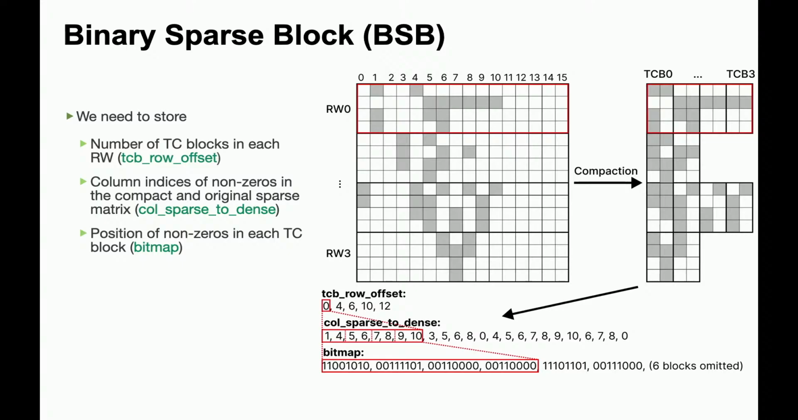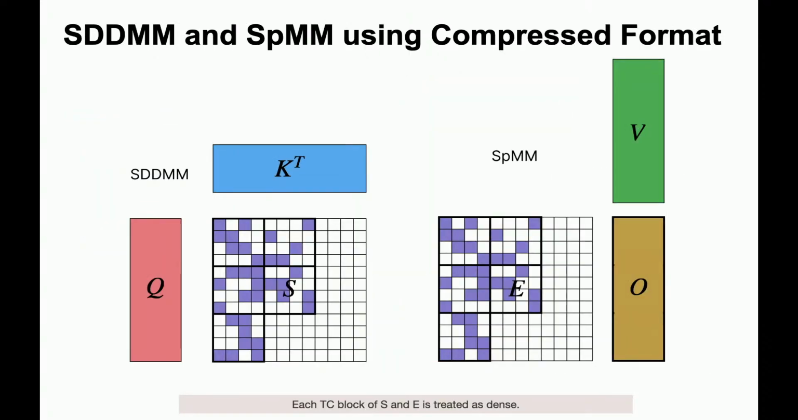And then we need to know where the non-zeros are. For our problem, we don't care about the value of the non-zeros. We only need to know whether a certain location has a non-zero or not. So we can store this efficiently using a binary bitmap. Once we have this, we can do this computation where we treat each of these blocks as dense, and they run on the tensor core. And if you do this row reordering and blocking efficiently, we can increase the density of this as much as possible.